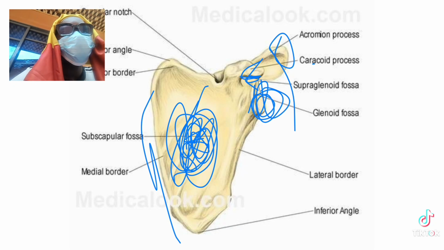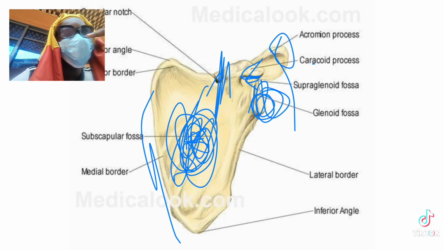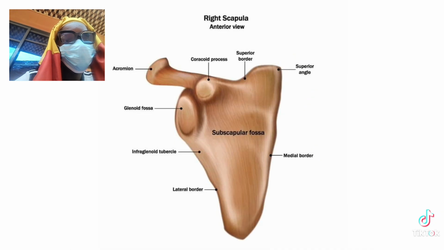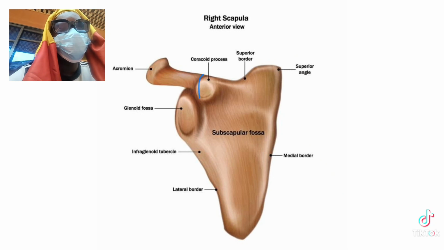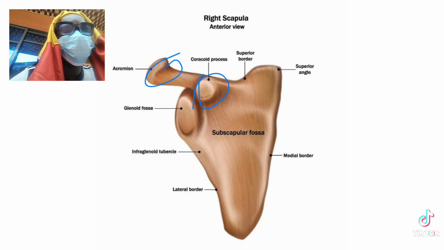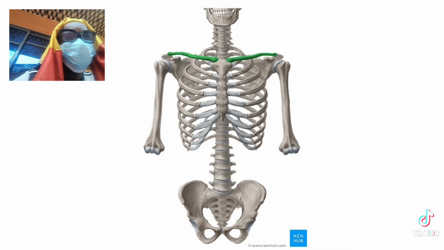So there's a notch here. This is the suprascapular notch. You know that the artery passes through here and also the nerve passes through there. So you have to know this very well. So this is the coracoid process. This is the acromion process. This is the glenoid fossa. These are the major things you have to know here.